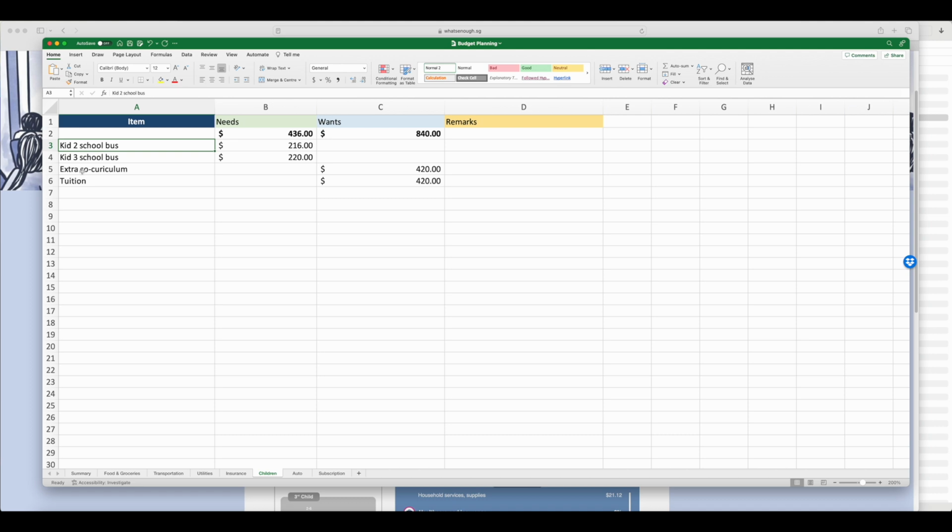Extra co-curriculum, they do take some lessons. Swimming for now, that's 420 for all 3 of them. Tuition, I do send them for just the Chinese tuition, that's 420. So I put them under the 1 because in times of emergencies, if I lose my income, it's first one to go. Bus, I probably can't live without for now, but if really push comes to shove, I'll ferry them to school.